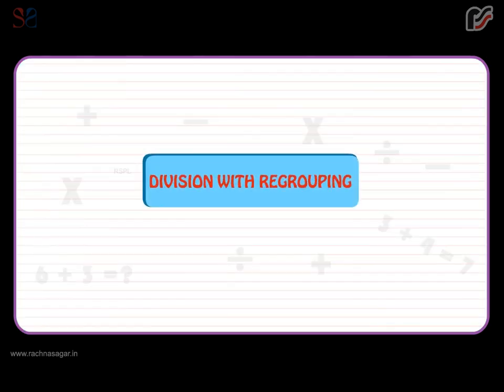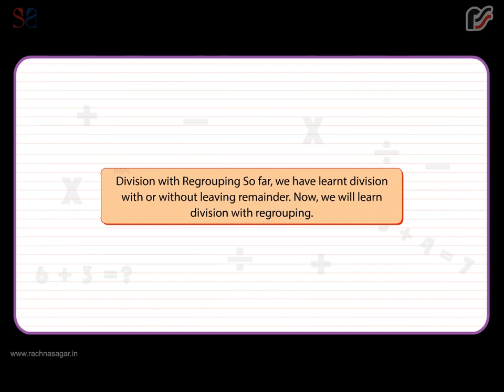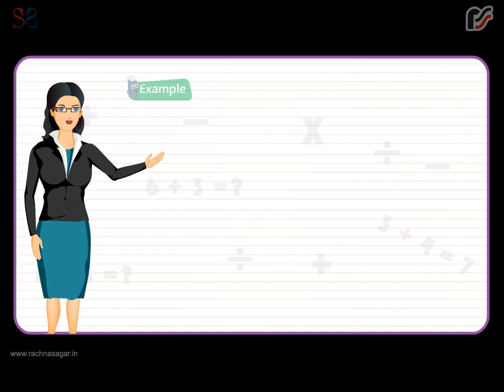Division with regrouping. So far we have learnt division with or without leaving remainder. Now we will learn division with regrouping. Example, divide 56 by 2.